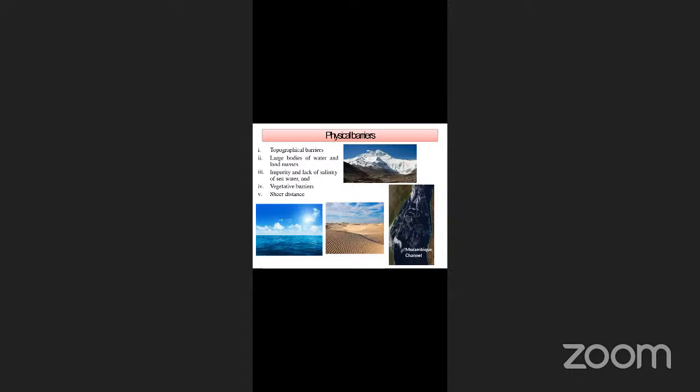Then impurity and lack of salinity in the seawater. There is no salt content, and more impurity is seen. Then vegetative barriers, so lack of food. Then sheer distance. All these factors contribute and stop the animals from migrating from one region to another, because they cannot cross all these barriers.